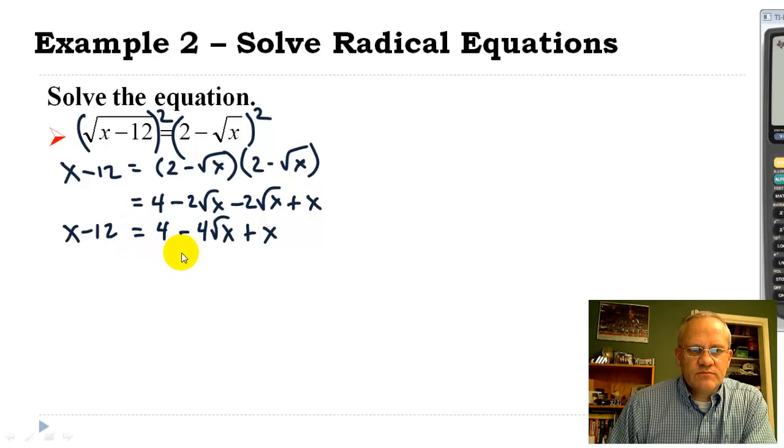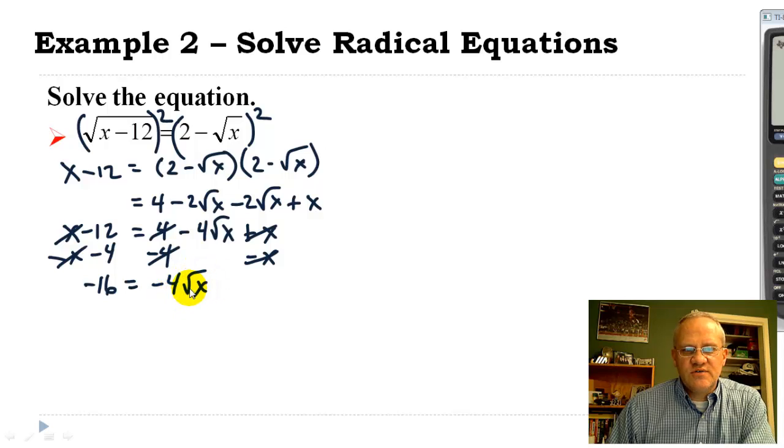So let's do this. I got a 4 here, so I'm going to go minus 4. And that's going to go with the minus 12 over there. Those will cancel. I'm going to do a couple of steps all in one here just to save some time. So I have a plus x, so I'm going to do minus x. And when I do minus x over here, those cancel, but guess what? These also cancel, don't they? So what do I have left now? I have a negative 16 equals a negative 4 times the square root of x. We're closing in on it.